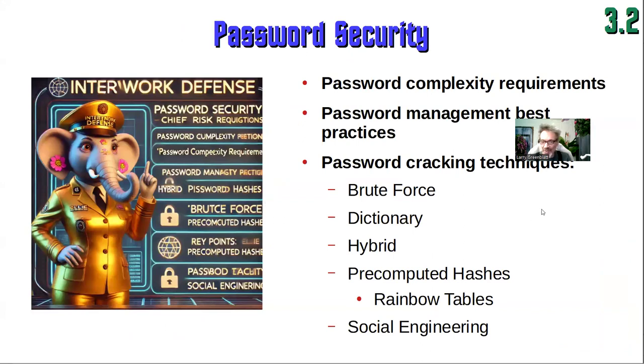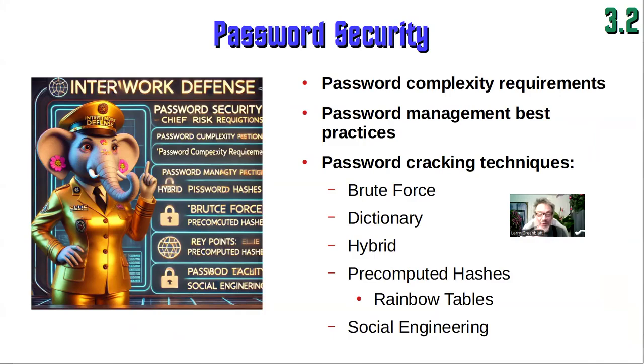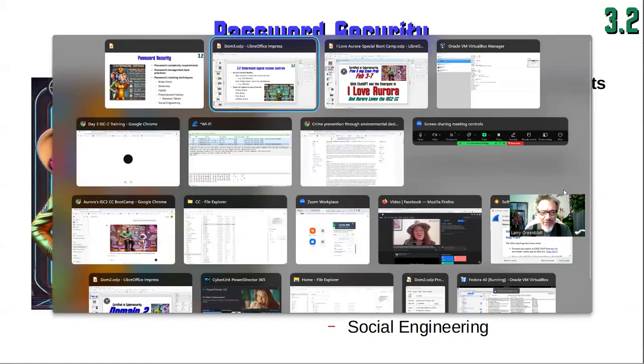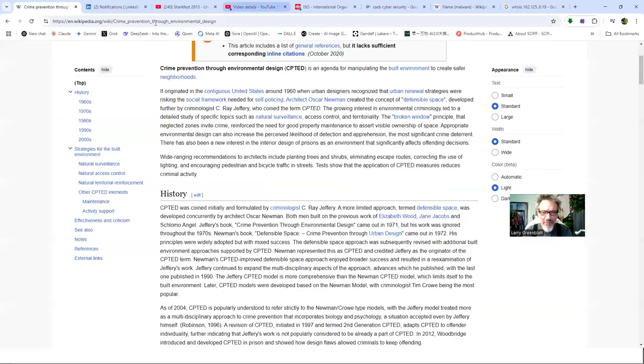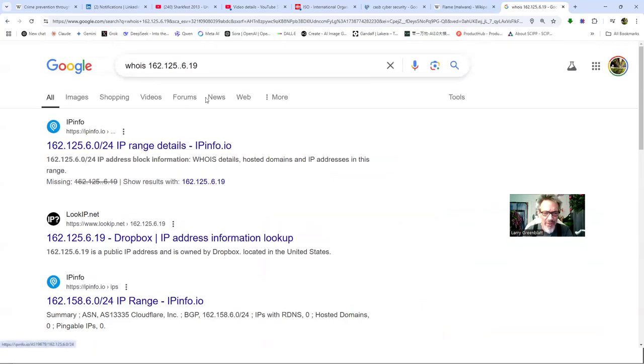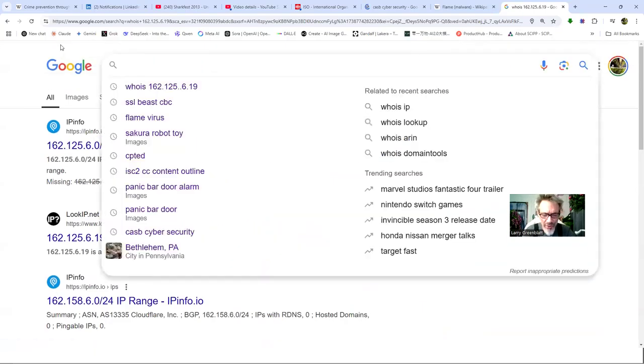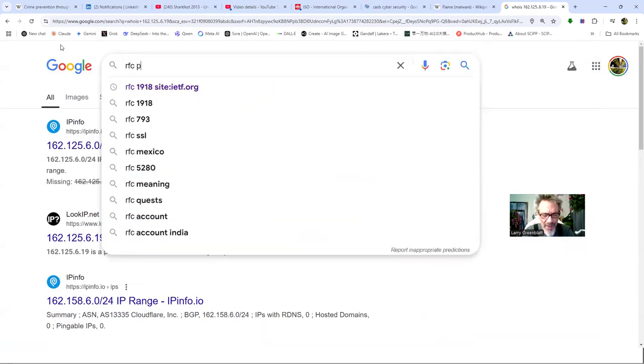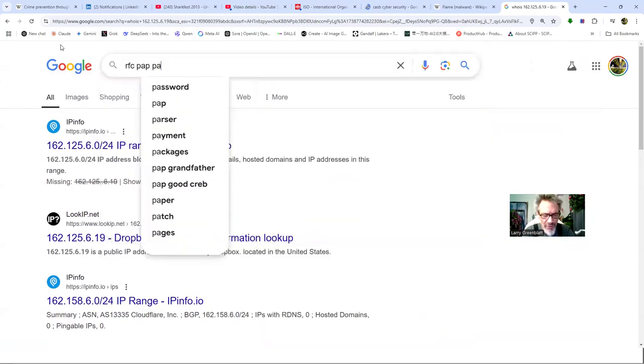Passwords, I think if you're in my class already, you understand the difference. What you might not know is, let me just talk about how hashing and passwords work. First of all, never send a password in clear text. And they used to. It was an RFC standard. The very first password authentication protocol is, let's see, RFC PAP, password authentication protocol.